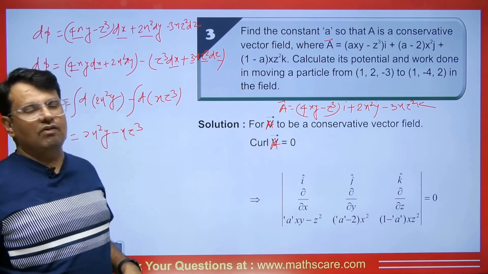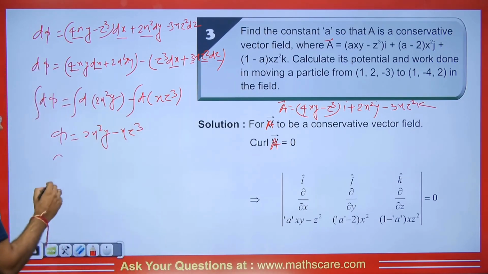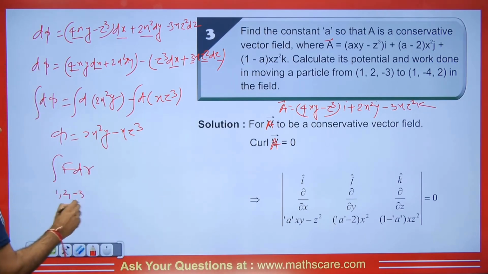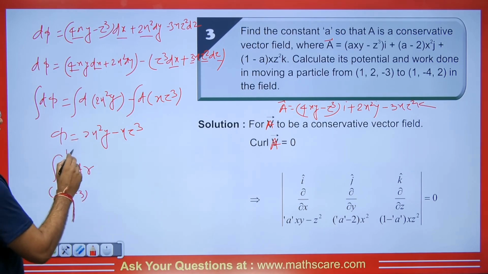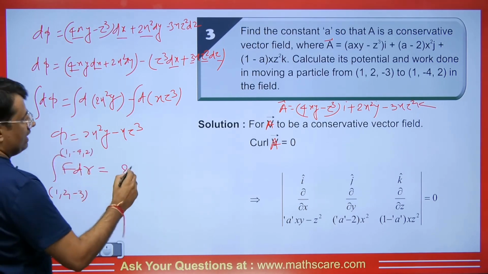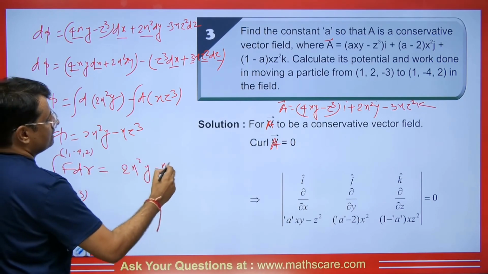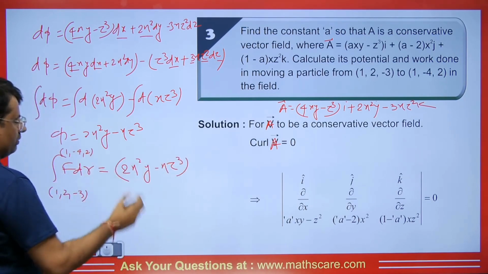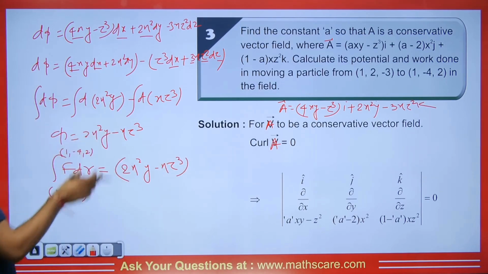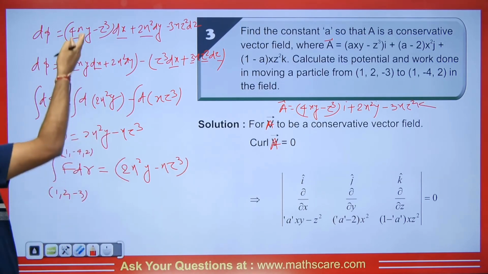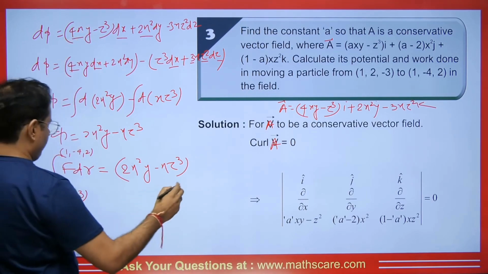And now find the work done. So what will be the work done here? F dot dr. And we have a point given which is from (1, 2, minus 3) to (1, minus 4, 2), right? So students, in this what will we get here? This will be 2x square y minus xz cube, put this point because we know that the value of f dot dr will be phi. We got phi when we did its integration, right? So we will put this point.